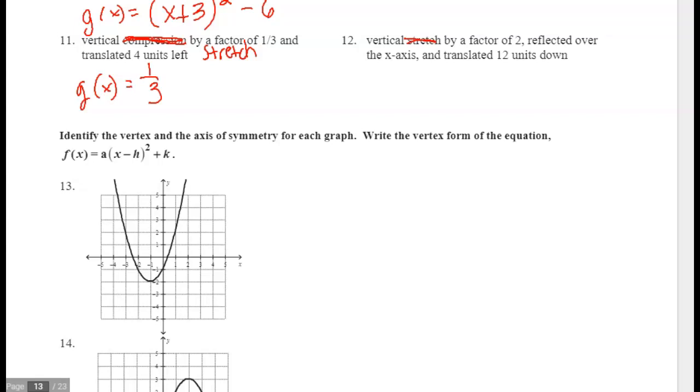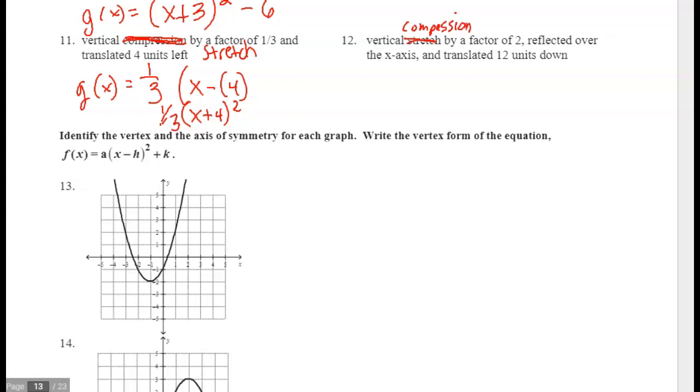And it's translated 4 units left. So we need to go 4 units left. So that's x minus a negative 4. Or remember, that's your x plus 4. So you're 1/3 there. So this is a compression because it makes it smaller. It compresses it.